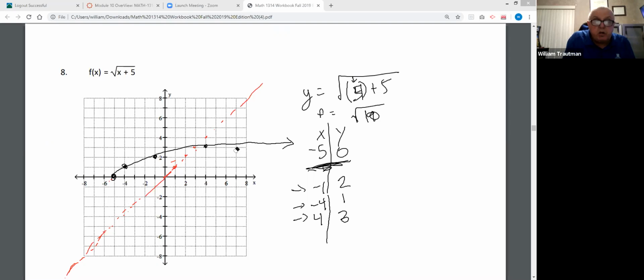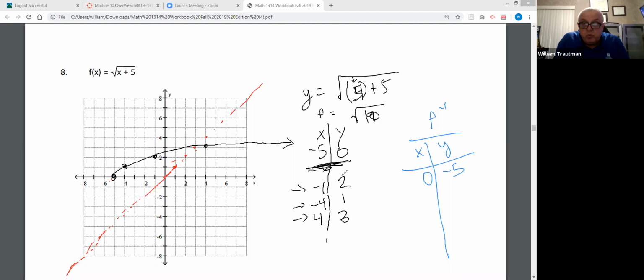So here are my inverse. I'm going to change my color to blue. Here's my inverse function, x and y. I'm going to try to just switch these. Negative 5, 0. Let's do 0, negative 5. Negative 1, 2. Remember, we just switched them and we put 2, negative 1. Negative 4, 1 is 1, negative 4. And 4, 3 is 3, 4.